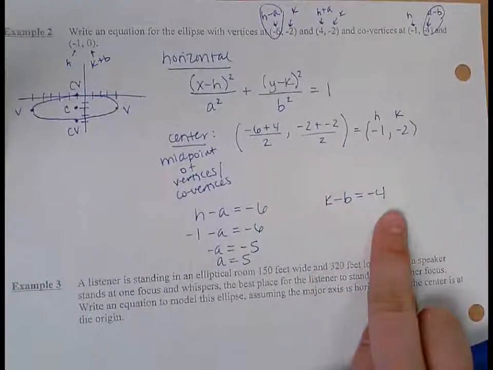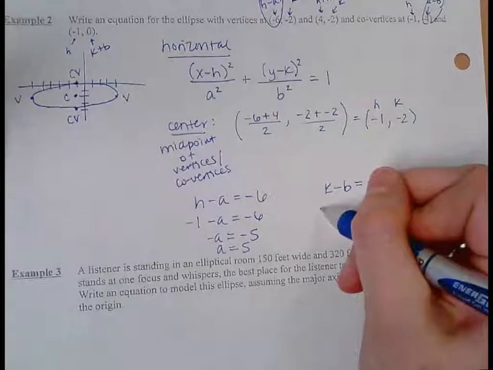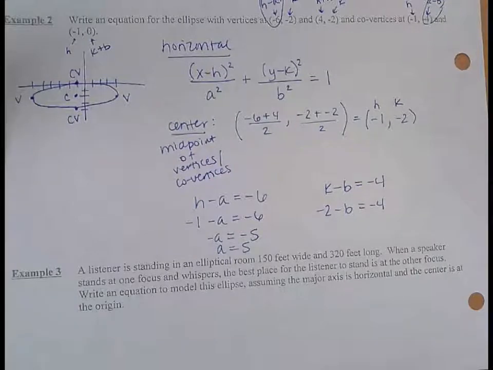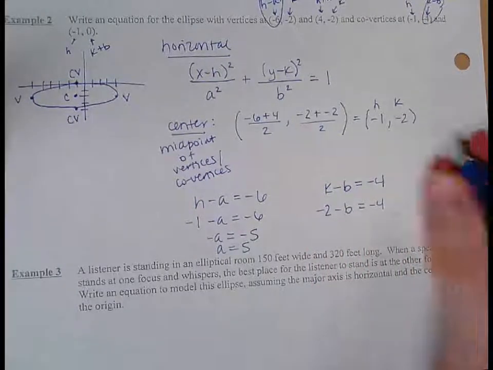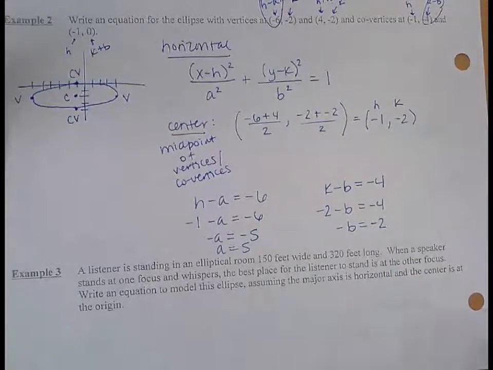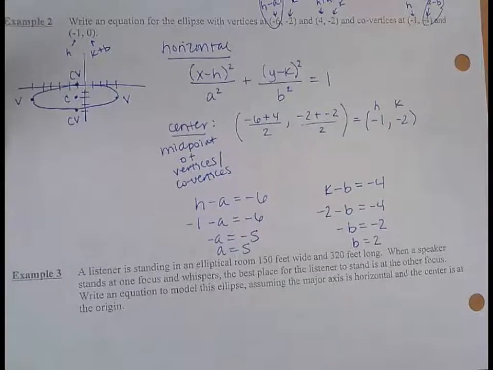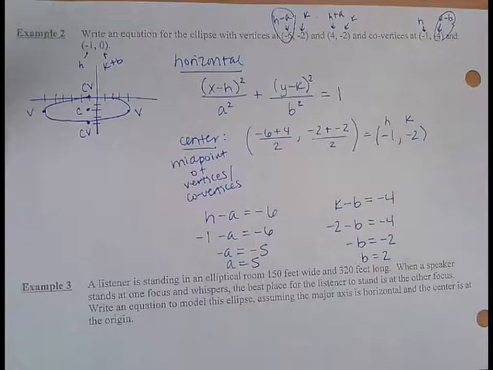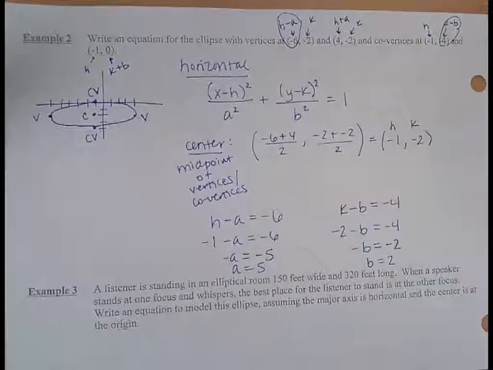And then I can solve this for b because I know k. K is -2. -2 minus b is equal to -4. Add 2 to both sides, so -b is equal to -2. Divide each side by -1, b is 2. Okay, so I'm just trying to show you some different ways that you can find the values you need. There's not just one way to do it. You kind of have to go through the practice and problem solve and figure out what you need to do to find the values you need.